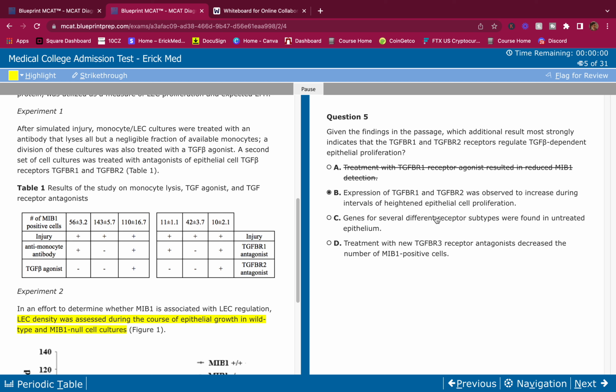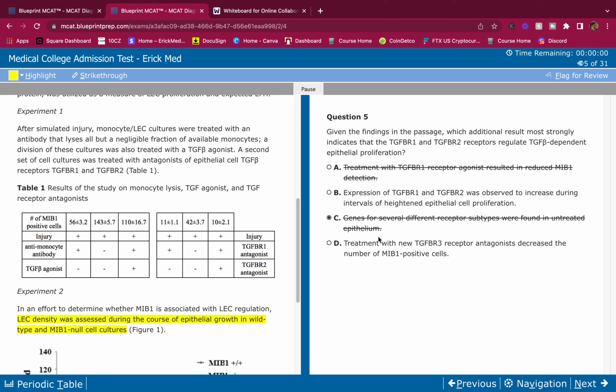C: Genes for several different receptor subtypes were found in untreated epithelium. We care about these receptors. We don't care about all the other different receptor subtypes. That's wrong. That has nothing to do with this. This is out of the ballpark here.